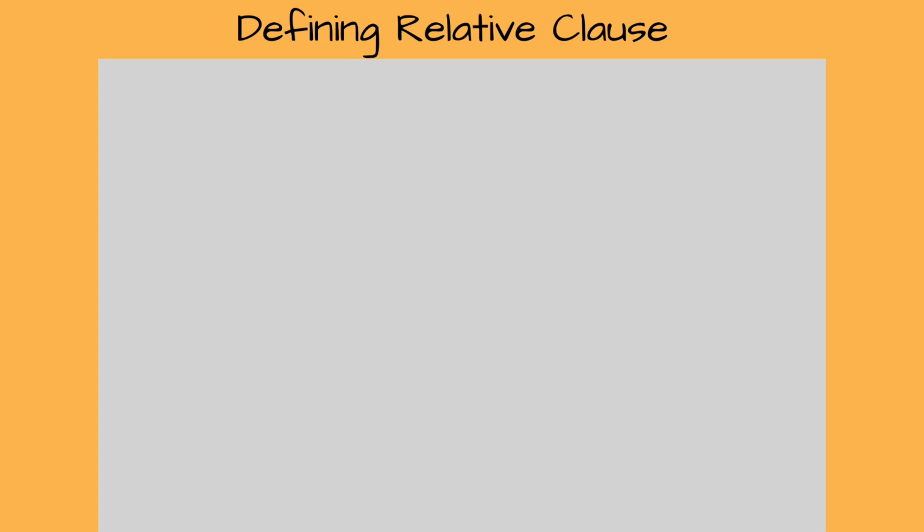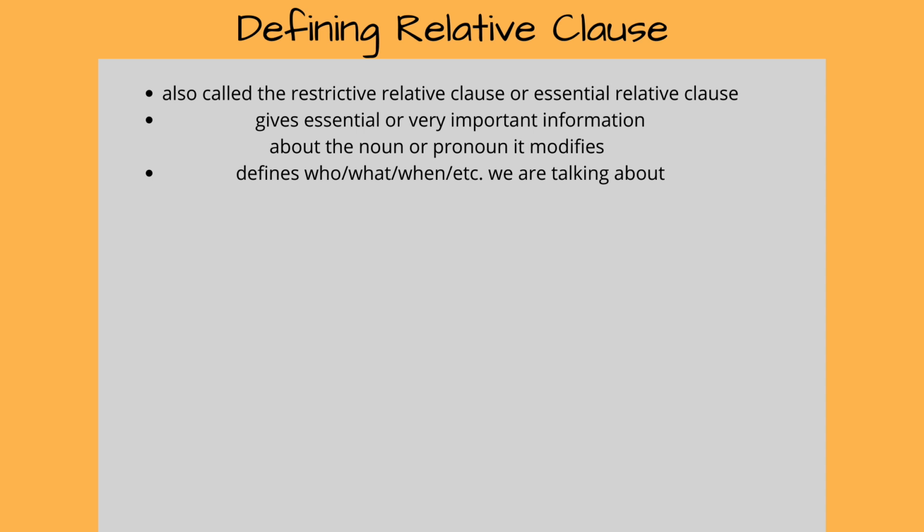Okay, so let's tackle the defining relative clause. The defining relative clause is also sometimes called the restrictive relative clause and the essential relative clause, but they all mean the same thing. And in this video, I'm just going to keep calling it the defining relative clause, okay? The defining relative clause gives us extremely important, essential information about a noun or pronoun in the sentence. In other words, it defines who or what or when or where, etc. we are actually talking about. Without it, we might have a difficult time knowing exactly who or what we are talking about or describing.